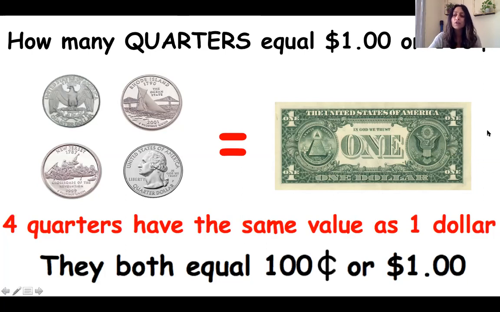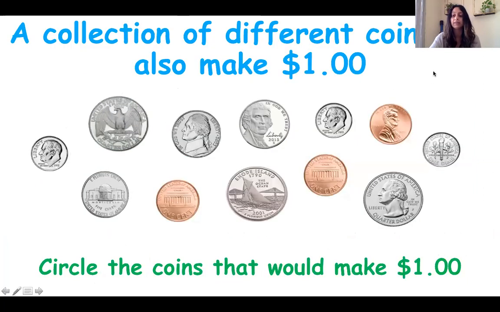But we can also use a lot of different coins, right? We can use a collection of different coins to make $1. We don't have to always use all pennies or all nickels or all dimes or all quarters. We can mix and match. We can mix up and use lots of different coins. So here I have a bunch of different coins. I have quarters, I have nickels, I have pennies, I have dimes, lots of different coins.